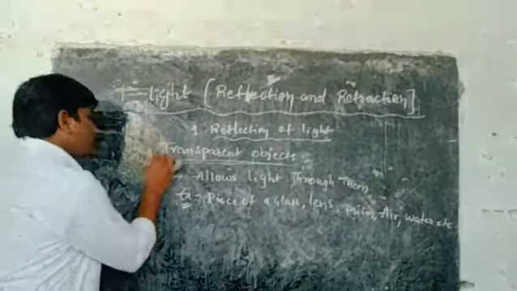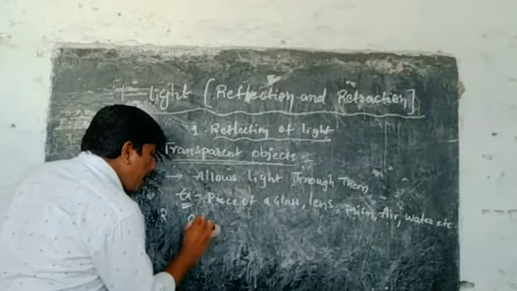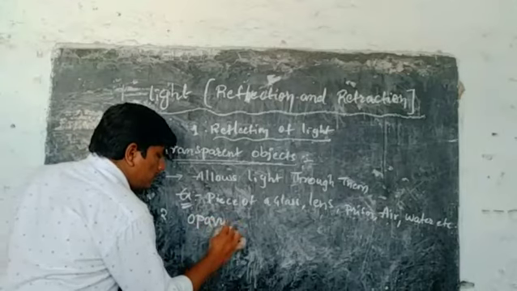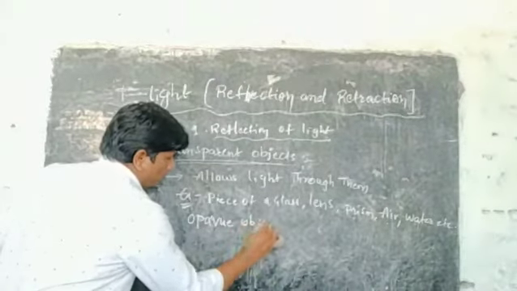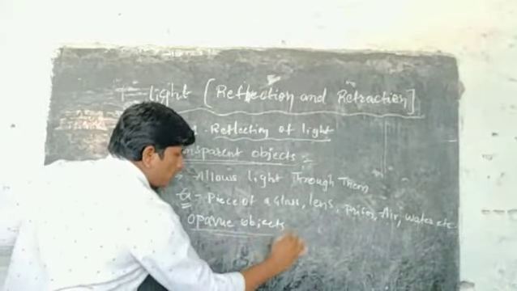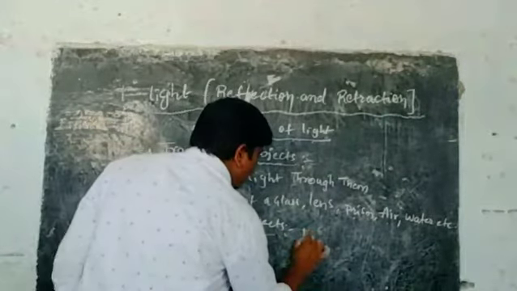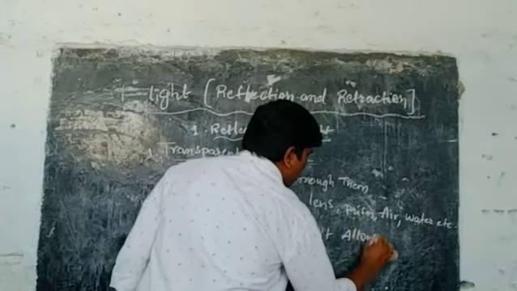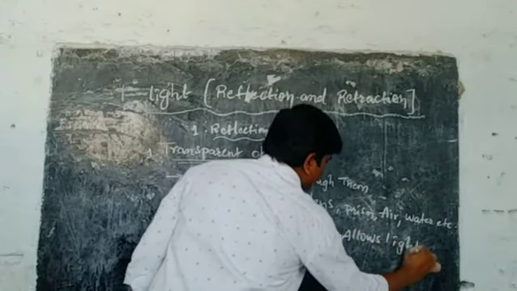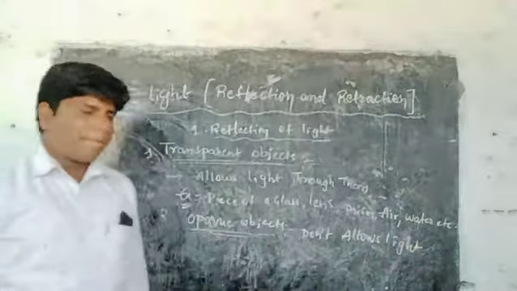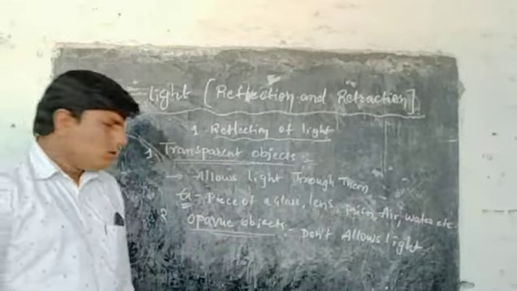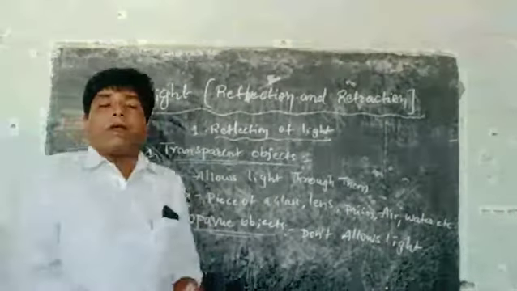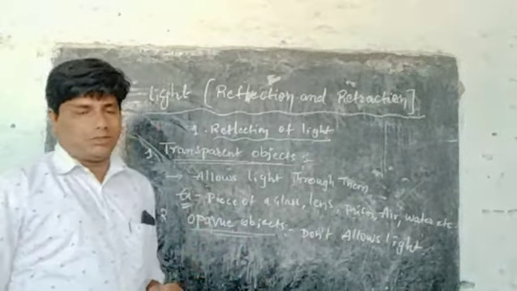The next kind of objects are opaque objects. The objects which don't allow the light through them are called opaque objects. We can write so many examples for opaque objects.